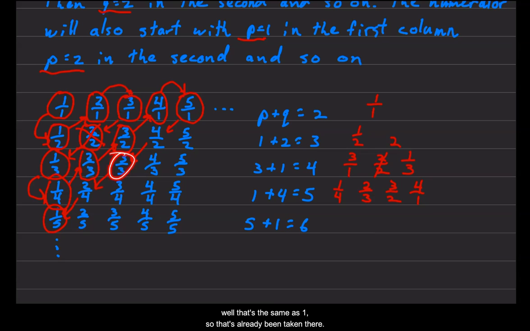3 over 3, this term right here, well, that's the same as 1, so that's already been taken there. And 2 over 4 is 1/2. That was already taken right over here. So we don't circle those. And we'll keep on going, following this same pattern down to the next term and going up the diagonal. And this would allow us to hit every single term in the positive rational numbers and list out those terms based on an index according to natural numbers. Therefore, these are countable.